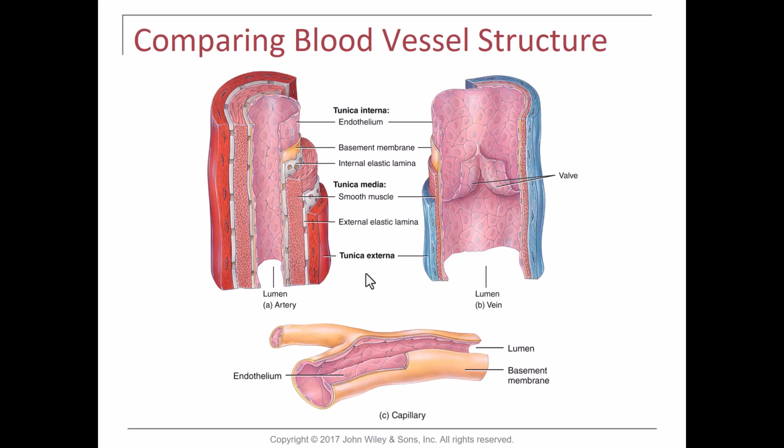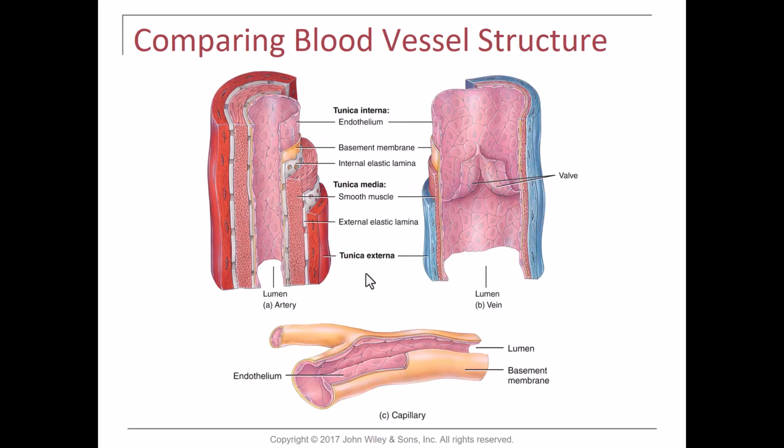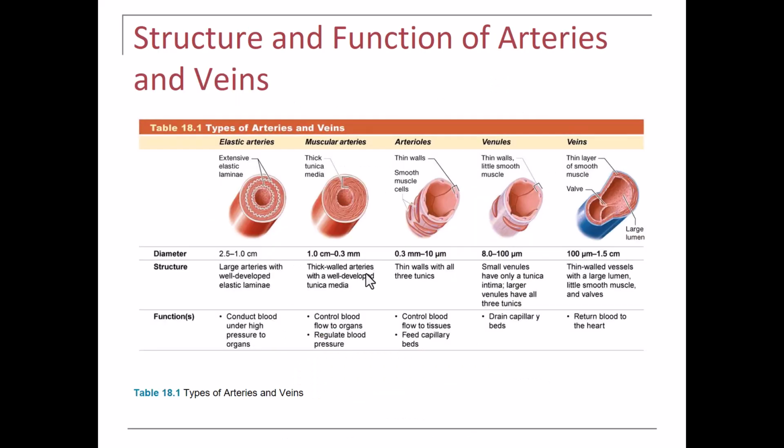Notice that there's more elastic, more muscle, thicker wall on arteries than there are veins because they sustain a higher amount of pressure. So we can see this in the chart. You've got two types of arteries, really three if you consider an arteriole a type, but you've got elastic arteries and muscular arteries, which both have this general structure that we see in figure A, but elastic arteries just have well-developed elastic laminae, which are just layers of elastic tissue to provide it stretch.